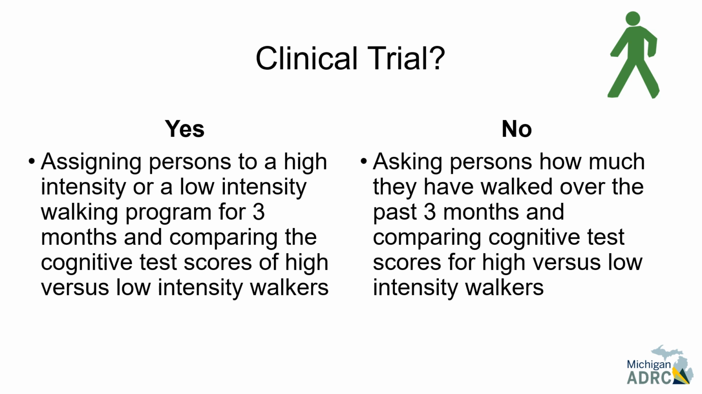A key distinction between a clinical trial and another type of clinical research is whether individuals are prospectively assigned to the intervention of interest. So for example, here are 2 descriptions of research studies, one of which is a clinical trial, the other is not. On the left, individuals are assigned to either a high intensity or low intensity walking program for 3 months, and their test scores on cognitive tests are then compared. This would be considered a clinical trial since individuals are assigned to the exercise intervention.